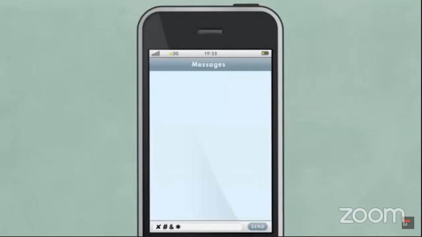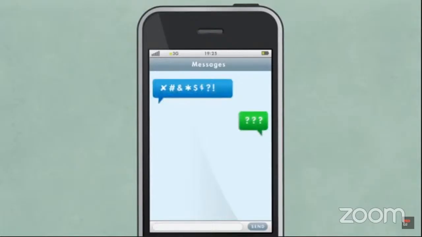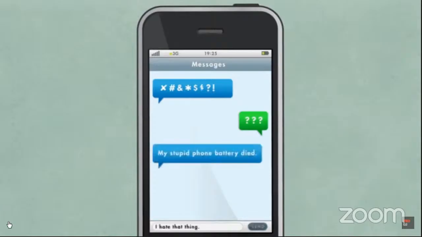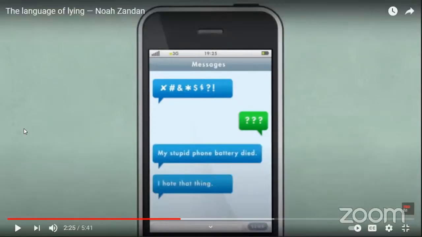Second, liars tend to be more negative, because on a subconscious level, they feel guilty about lying. For example, a liar might say something like, "Sorry, my stupid phone battery died. I hate that thing." All right. Those are the two first things that we can pay attention to when we identify a liar. What do you understand about these first two aspects, Andre?